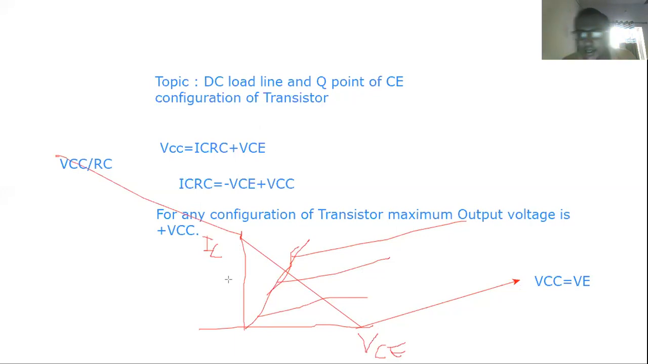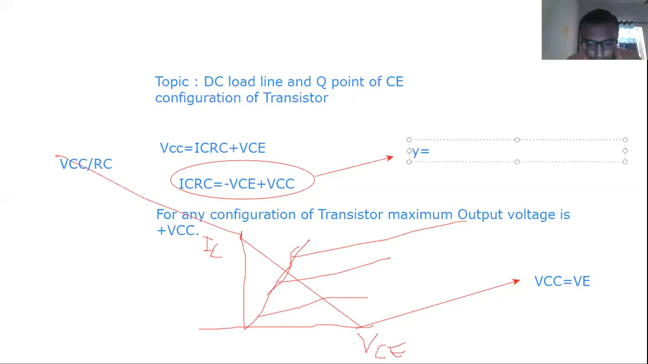Why is it known as DC load line? Because compare this equation with y equal to mx plus c. C is considered as a constant which is equal to VCC by RC, and mx equal to minus VCE divided by RC. If you make IC the subject, IC equal to minus VCE by RC plus VCC by RC. So C equal to VCC by RC and M equal to minus 1 upon RC. So it is the equation of a line.